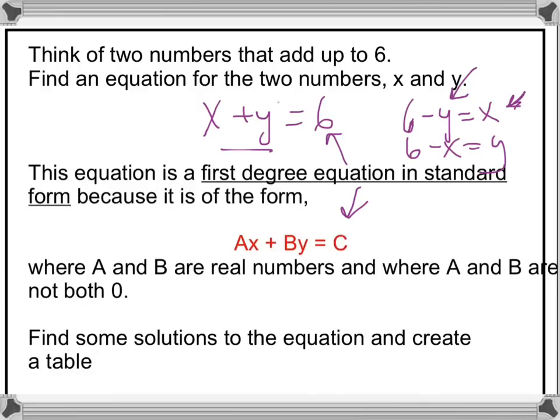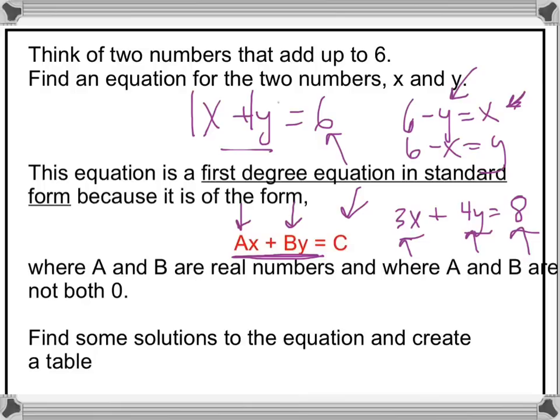So standard form is written so that the variables are on one side and there are coefficients on the variables, and these coefficients a and b are not 0. Another linear equation in standard form could be something like this: 3x plus 4y equals 8, right? We have x and y on the left side. X comes first, y comes second. We have coefficients for x and y that are not 0. We have a constant on the right side of the equation. Remember, the coefficients for the first one we wrote were 1. So we have 1x plus 1y equals 6.